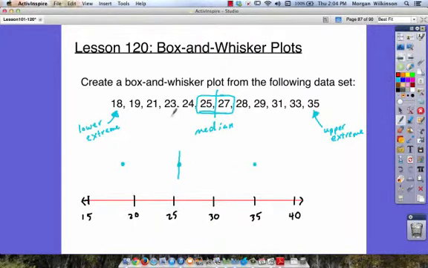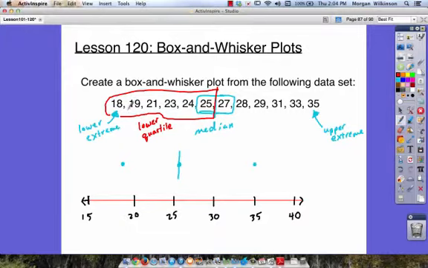Next, what we need to find is our first quartile, or our lower quartile. And our lower quartile is the median of our lower half. So our lower half of data is right here. And now we need to find the median of all this in red. What is it?